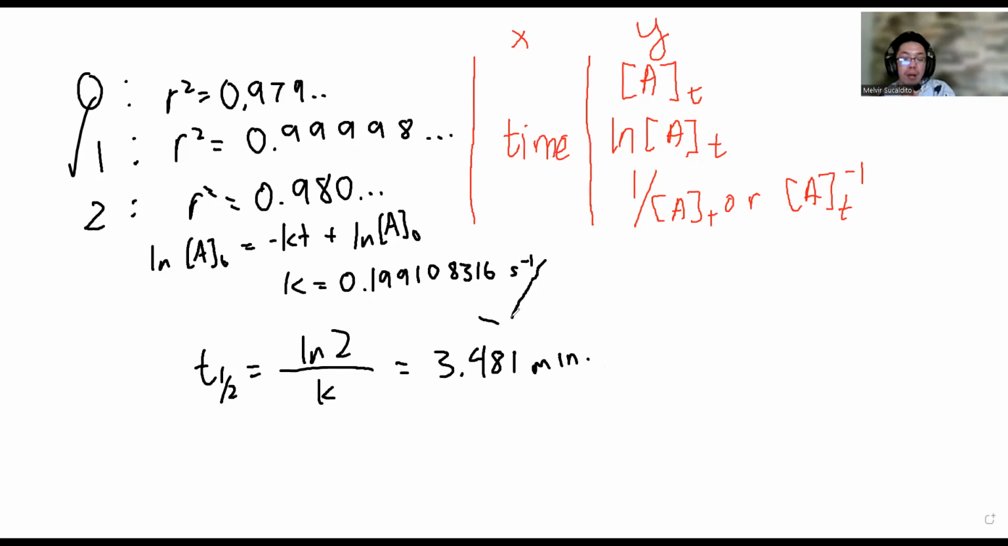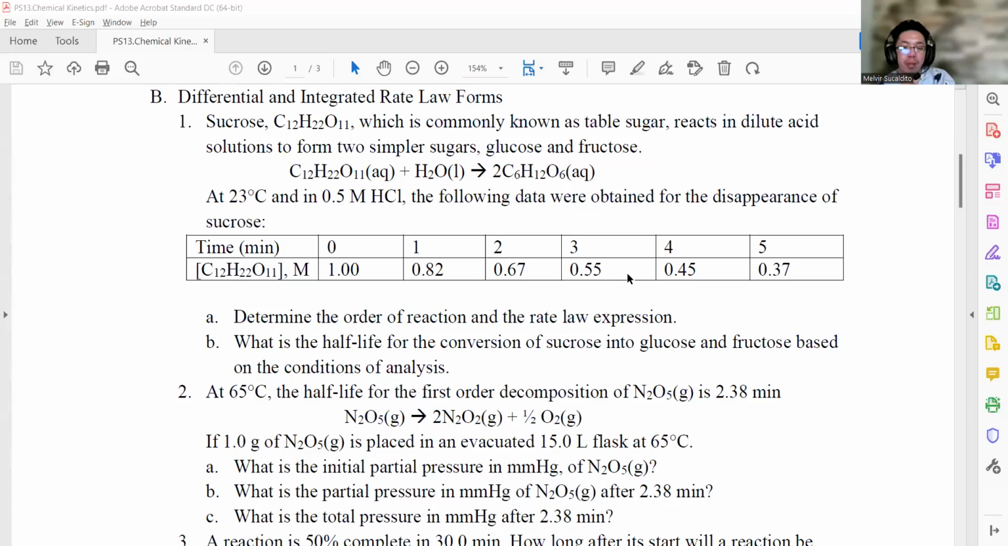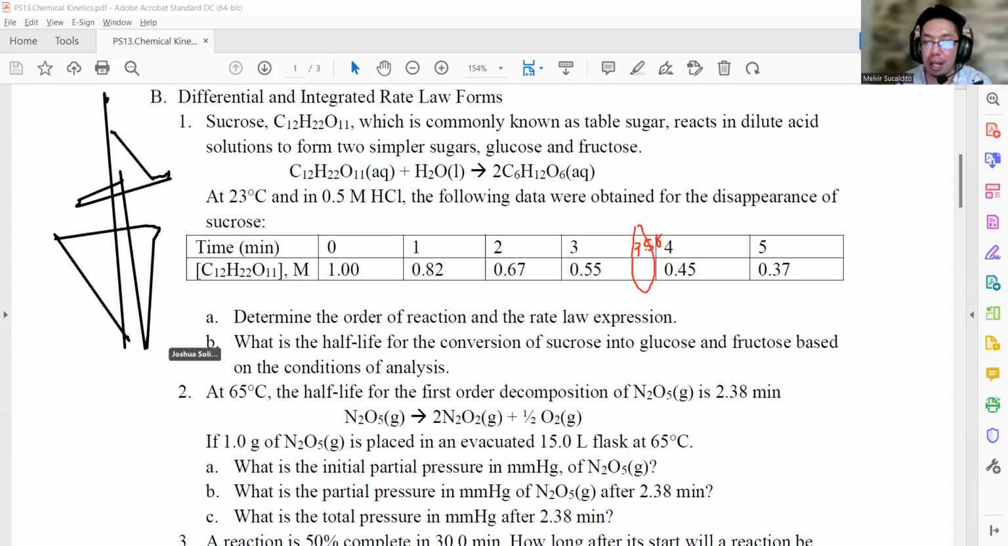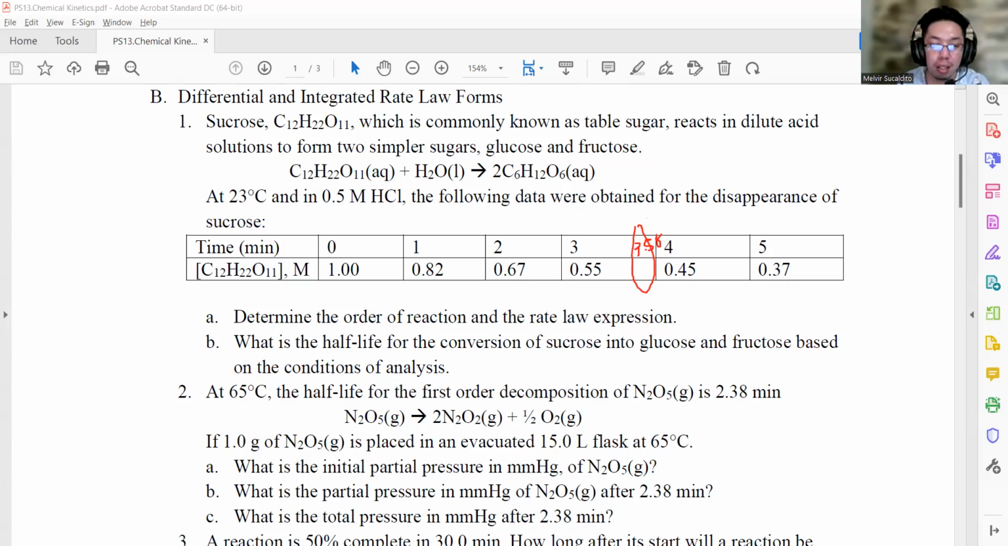So, balikan natin yung problem, ha? Tignan mo to. So, ibig sabihin, after 3.481 minutes, you'll now have half of your concentration. So, let's see if it's logical, ha? Ayan. Tignan mo. Ano yung half-life mo, Josh? 3.48 something, right? Opo. So, ibig sabihin nga nun, around here, 3.58 something. Or kung ano man yung na-calculate mo. Let me double check. The answer is 3.48 pala. Sorry. 3.48.